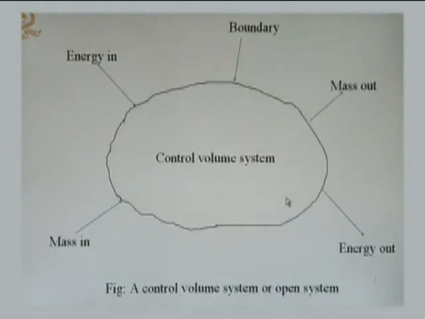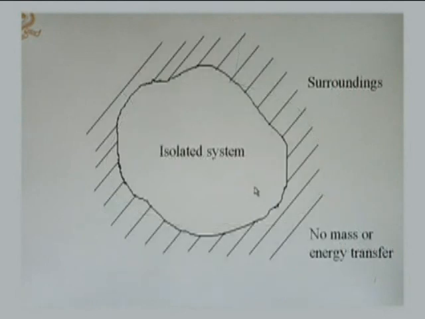Then we have the control volume system. For a control volume, the boundary is defined, and mass can enter into the control volume, mass can go out of the control volume, energy can go inside the control volume, and similarly energy can go out of the control volume. So, energy as well as mass can both interact through the control volume. In an isolated system there is no interaction between the system and the surroundings, meaning no mass and no energy can interact with the surroundings.